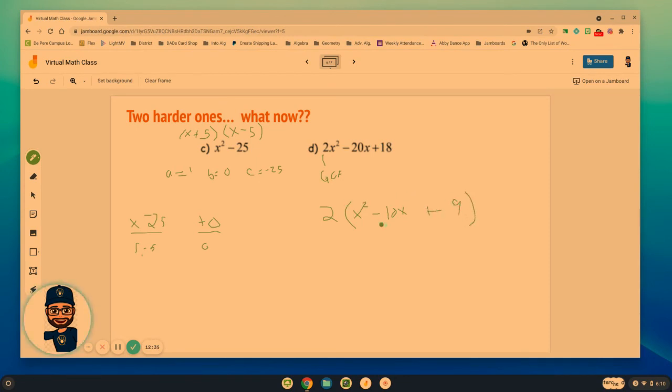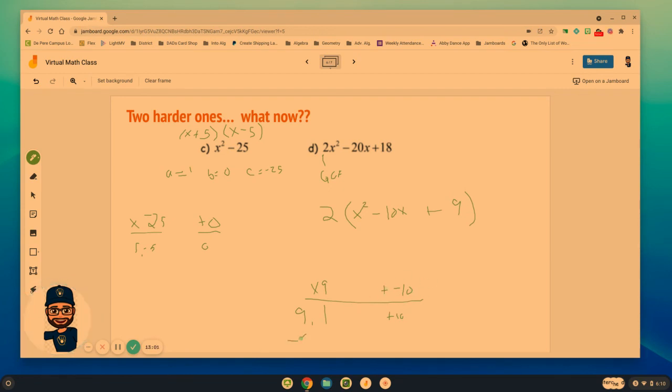And now we can look at this part right in here. Two numbers that multiply up to 9 on the end, but at the same time they add up to negative 10. Well, positive 9 times 1. Positive times positive is a positive 9. That adds up to a positive 10. We need a negative 10.